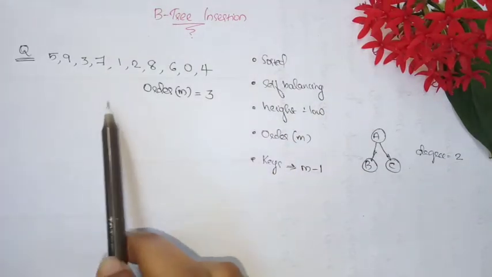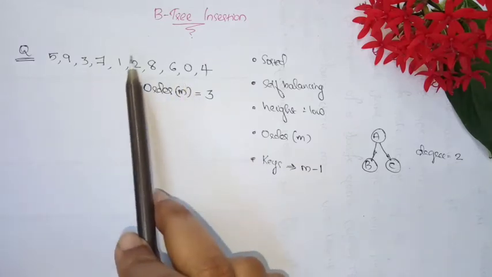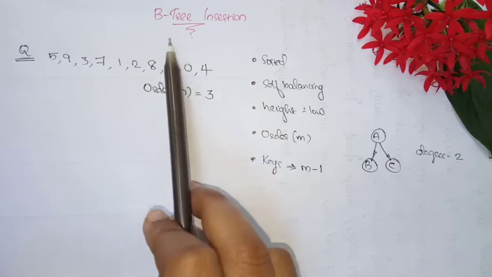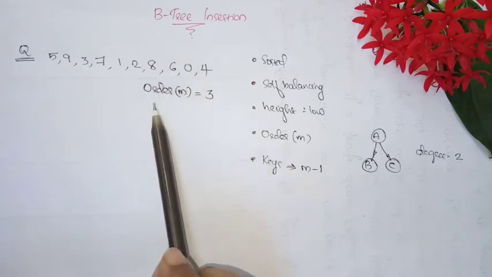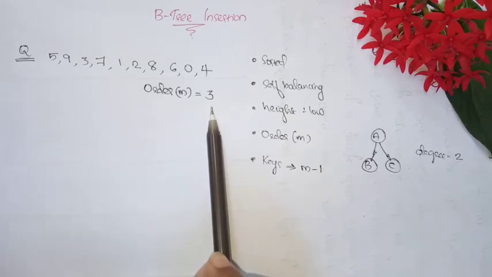Here I have taken a question, that is, we have some key values and we have to insert these values into a B-tree, and the order of the tree is already given as 3. So let's see how we can solve this problem.